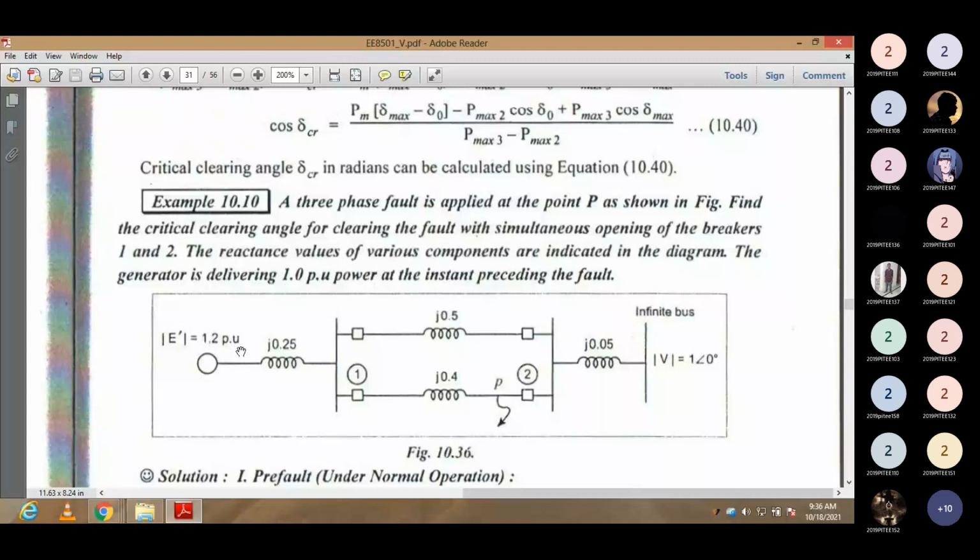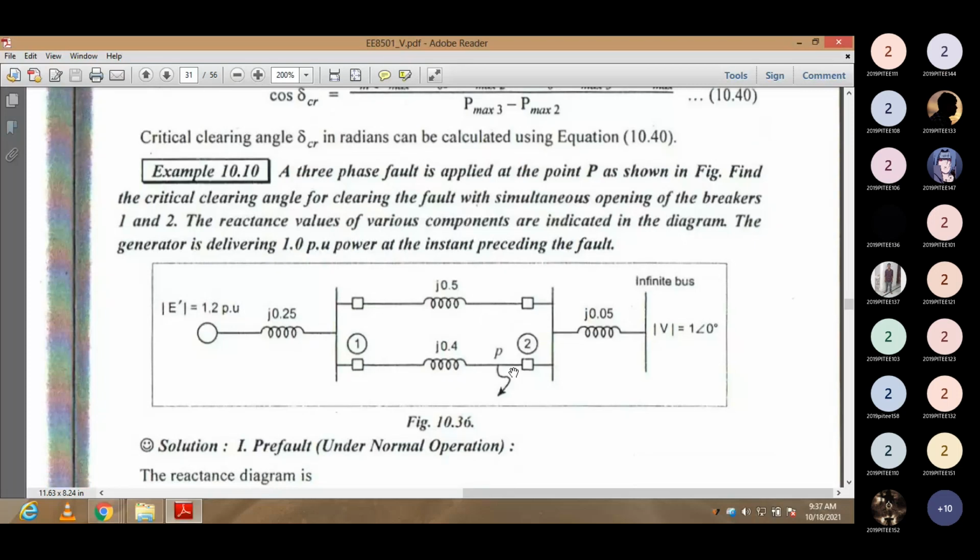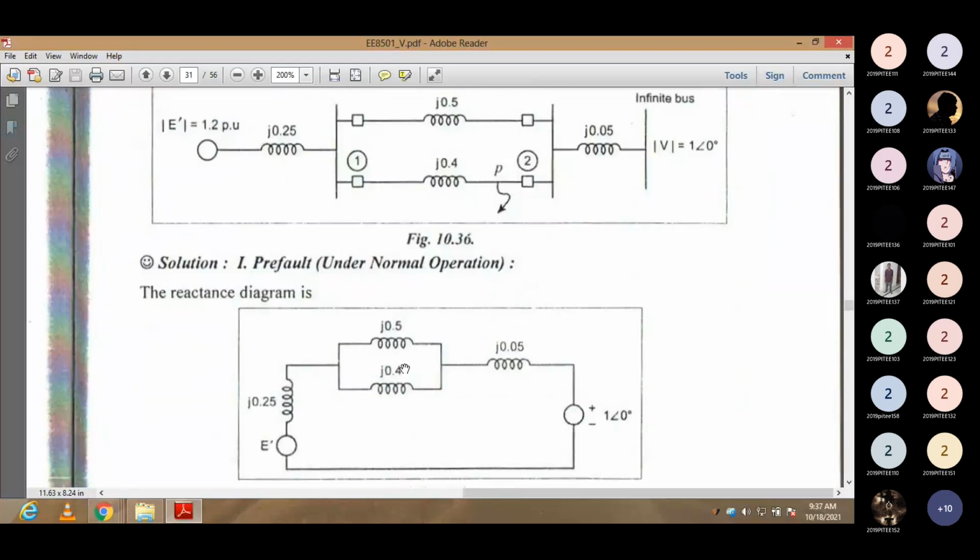And one more key piece of data is given. The generator is delivering 1 per unit power at the instant preceding the fault. So at the time of the fault, the generator is delivering 1 per unit. Okay, I already told you we have three cases. So we move on to the first case, the pre-fault condition or normal operating condition. That is, the fault is not present in the system. When the fault is not present in the system, it is normal operation. The normal operation is also known as pre-fault operation.